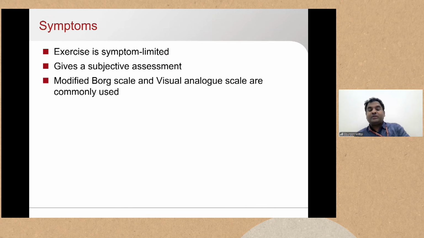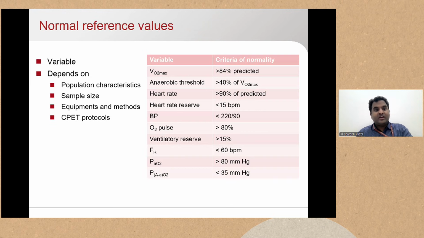Now that we have talked about the basic parameters which are measured, we'll talk about what the normal values are. Like in PFT, where normal is more than 80% of predicted, or a Z score more than minus 1.64, for CPET also we have normal values. VO2 max, which is the key parameter, generally more than 84% is called normal.